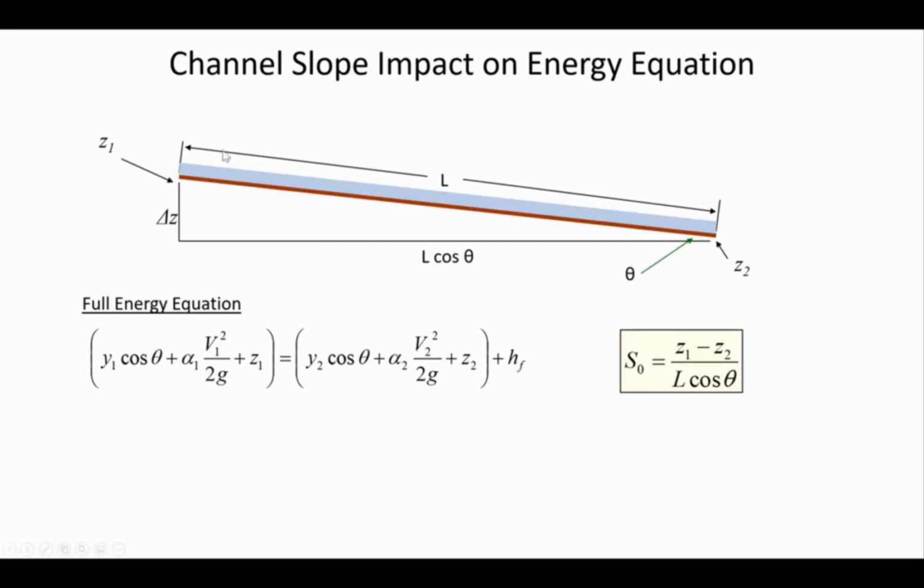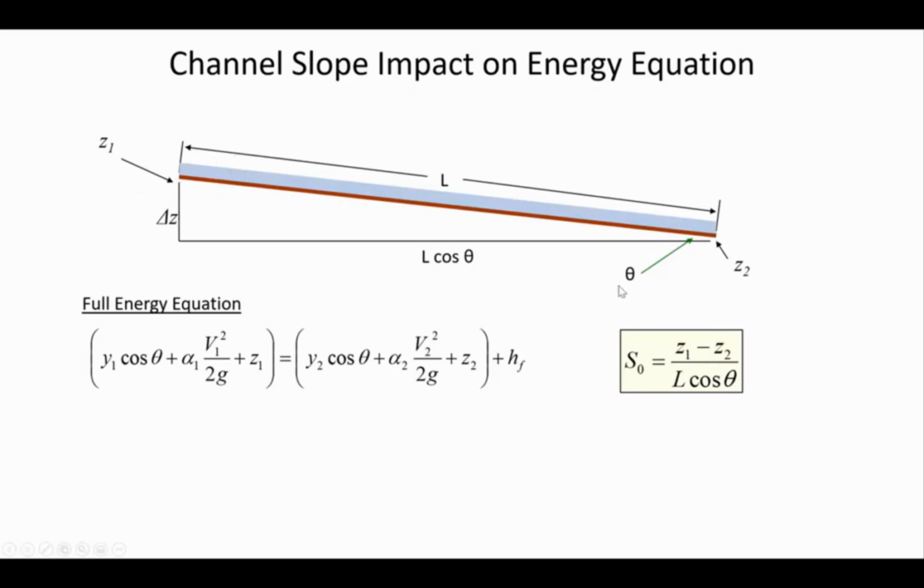In channel slope, the physical length of a channel segment L is different from the top view length or the plan length. If we have a given angle, because this is inclined, the water's flowing downhill, and between 2 points there's an elevation difference delta z. So we could do a little bit of trigonometry here and calculate the delta z based on the angle.